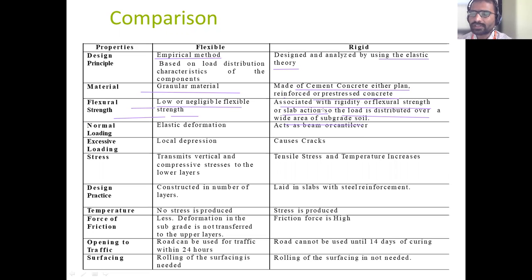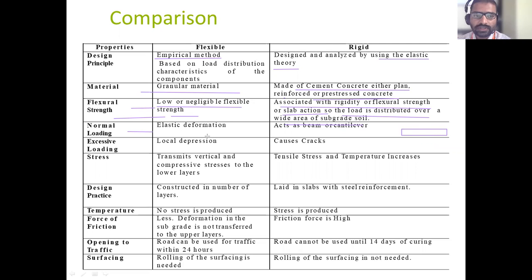What is this slab action, we will study in detail in Transportation Engineering 1, with a wider area of subgrade soil. So normal loading कैसे रहता in case of flexible में elastic deformation. Okay, in case of rigid pavement, it is beam or cantilever action. See, this is a slab. When you put the load on this one, it will act as a beam. Only this portion will not bend. If it is bending, it will bend the entire road.